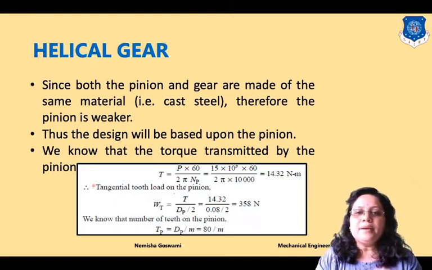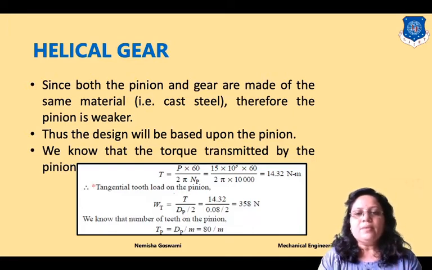Next, after finding your torque, you have to find the load on the tooth, or you can say the tangential tooth load on the pinion. So WT is equal to, what is the relation between torque and load? This is an important factor. Torque is equal to load multiplied by diameter divided by 2, or you can say torque is equal to load multiplied by radius.